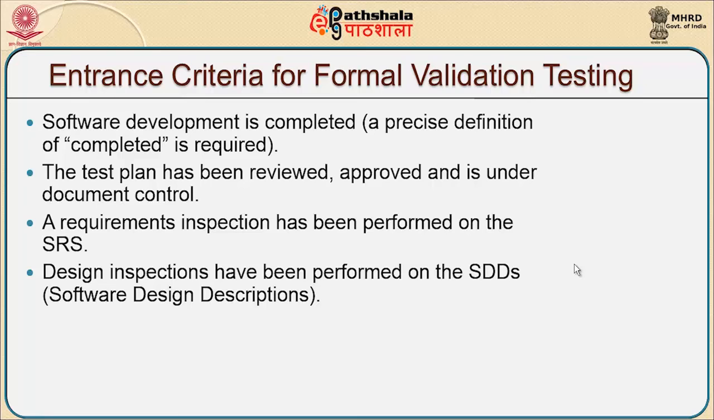Software development is complete. Once we say the entire development of the software is completed, a precise definition of completed is required. That means we have met all the features as specified in the requirement specification document. The test plan has been reviewed, approved and is under document control. A requirement inspection has been performed on the software requirement specification. Design inspections have been performed on the software design documents or descriptions.